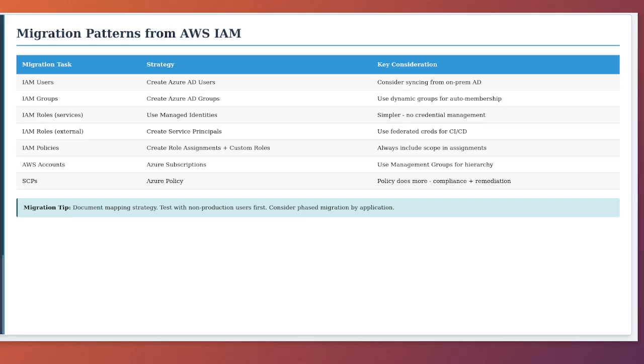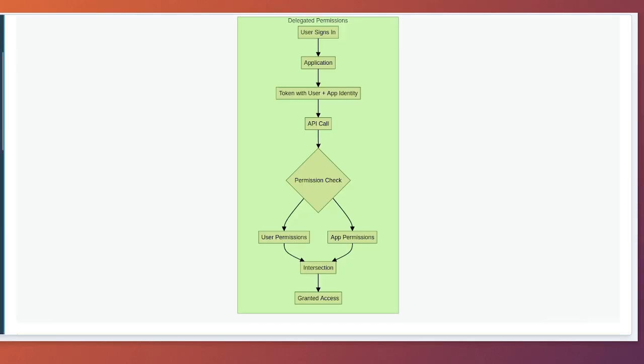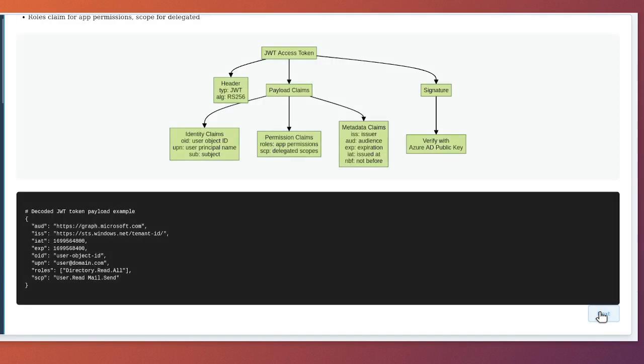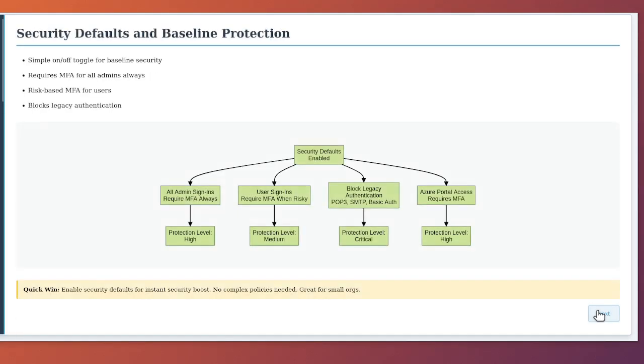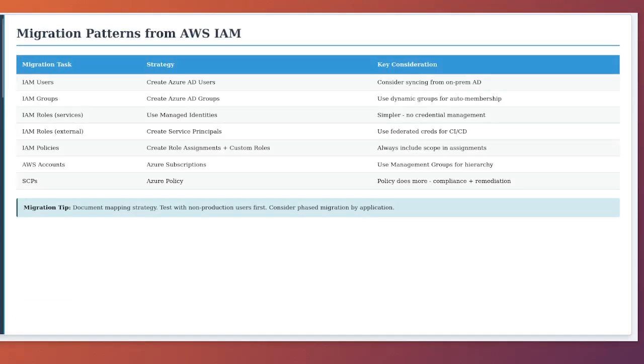The diagram shows a typical migration pattern: delegated versus application permissions. Understanding the difference between delegated permissions and application permissions. OAuth 2.0 tokens and Microsoft hybrid identity, Azure AD access entitlement, security, migration patterns from AWS IAM. Migrating identity and access management from AWS to Azure requires careful planning and understanding of the conceptual mappings between the platforms.